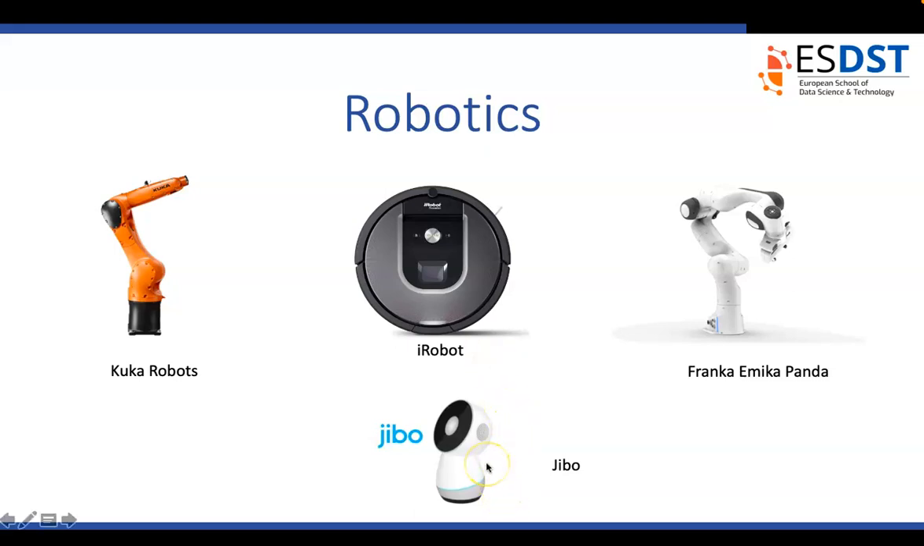Also, there has been recent development in personal robots, for example, like Jibo, which will be helpful. It will be like a personal companion for you, a teacher for your kids, and so on. There are a lot of examples.